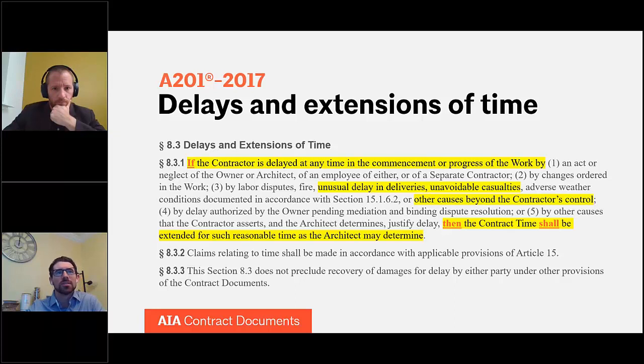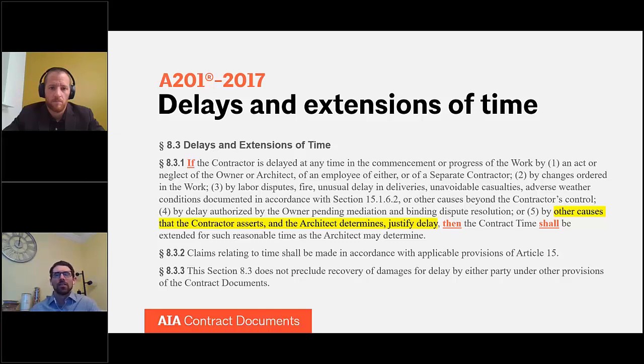So another potential subsection of 8.3.1 that comes into play is subsection 5. That's highlighted on your screen right now. Subsection 5: a contractor can be delayed by other causes that the contractor asserts and the architect determines justify delay. So you might be thinking, there's a mini catch-all in subsection 3 that we talked about earlier, and that's other causes beyond the contractor's control. And then there is this larger catch-all, and that's other causes that the contractor asserts and the architect determines justify delay. Those could both be triggering events for a potential delay claim.